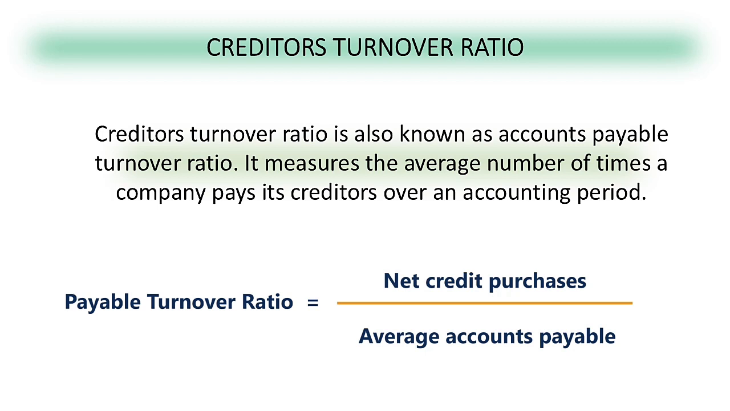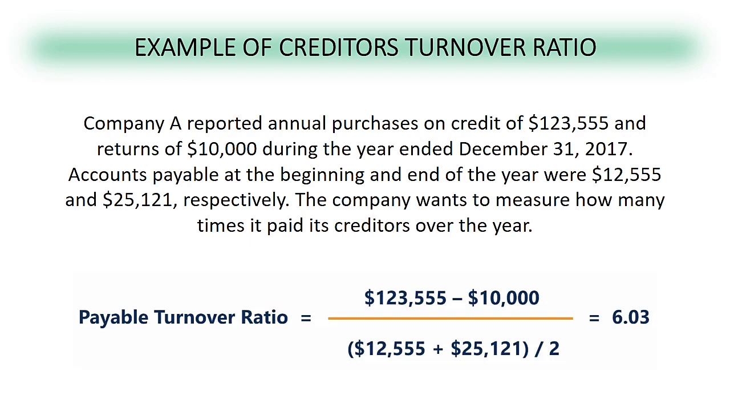So let us see now how the payable turnover ratio is done. Take note that in some cases, cost of goods sold is used in the numerator in place of the net credit purchase. Average accounts payable is the sum of accounts payable at the beginning and end of an accounting period divided by 2. So take a look at the given example, then let's substitute the given figures to our formula.